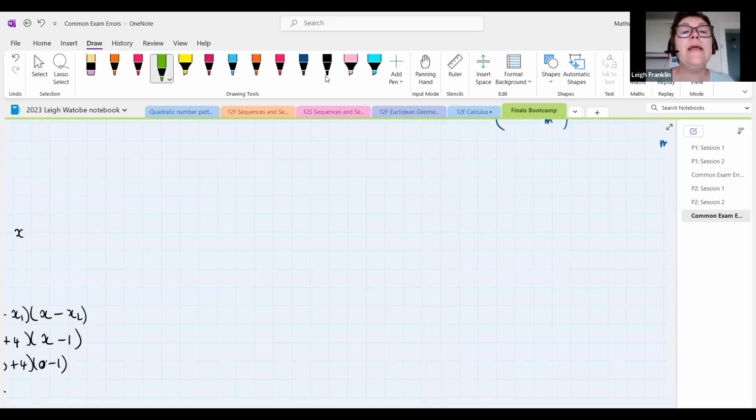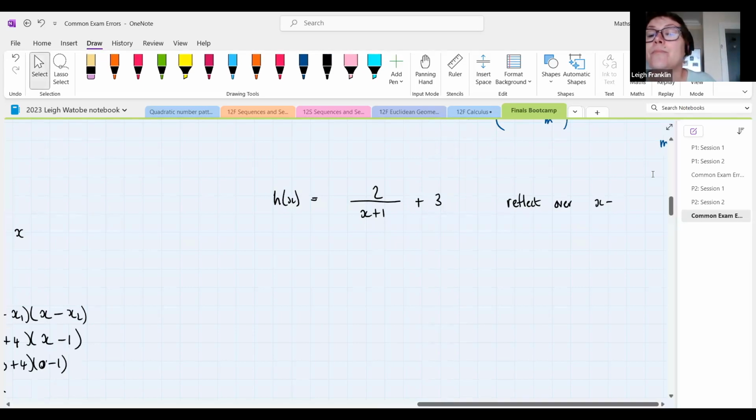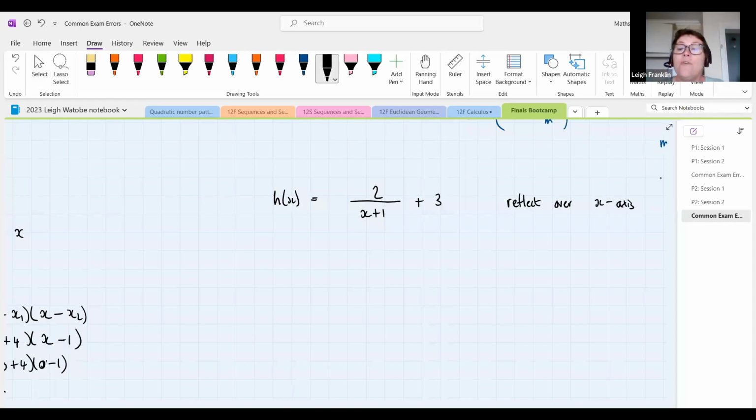Okay. So let's pretend we have a hyperbola h of x, equal to 2 over x plus 1, and over here, let's say plus 3. All right. And now what we want to do is, you said you want me to reflect it over the x-axis. Okay, so if you reflect it over the x-axis, it means that y must change sign.